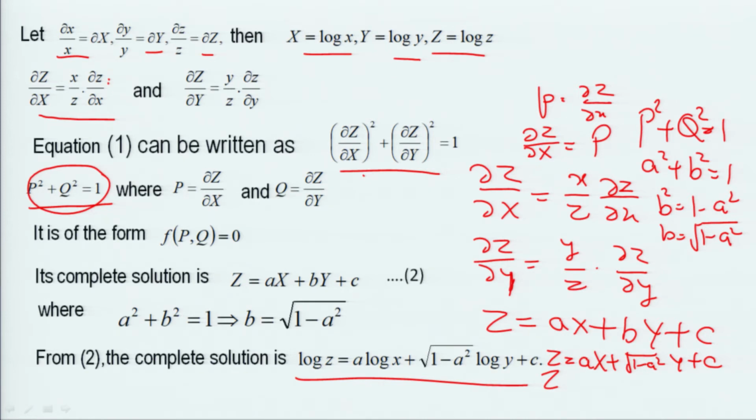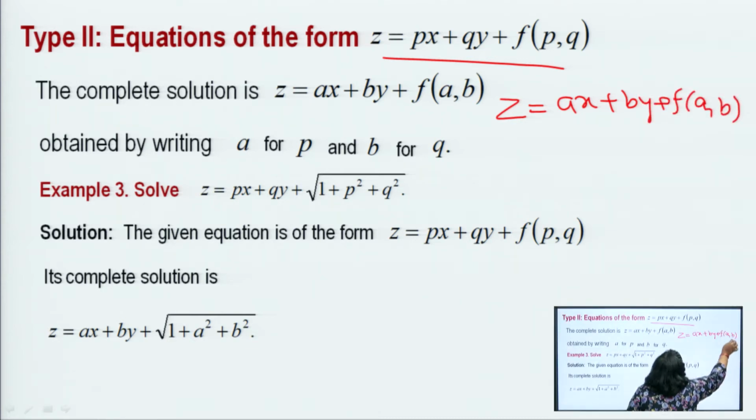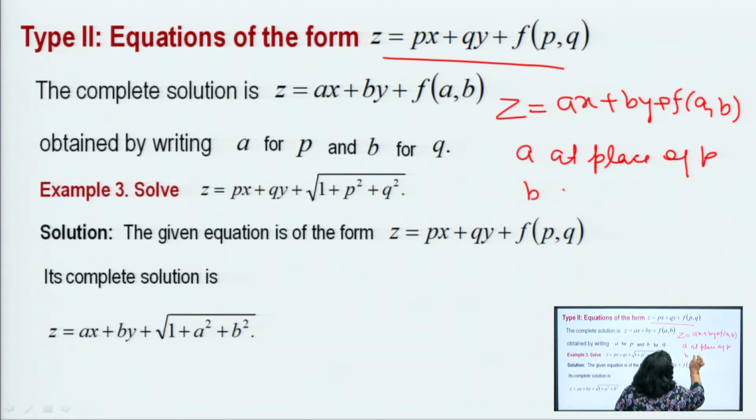After solving type first, we go to type second. What is type second? The type second form is z is equal to px plus qy plus some function of p and q. If the equation is in the right form of type second, we write the solution of this as ax plus by plus f of a, b. That means we put a at the place of p and b at the place of q.